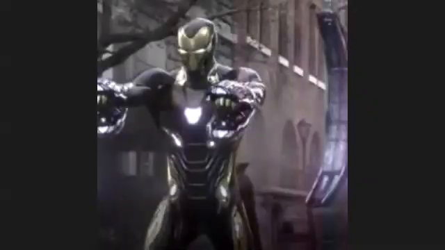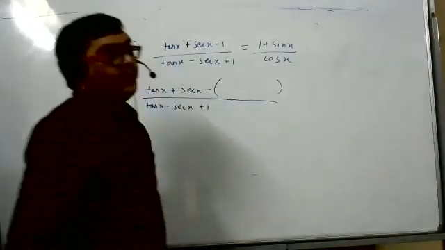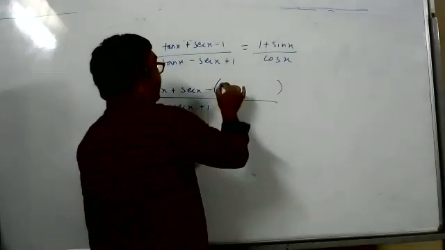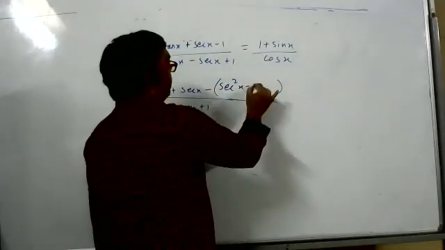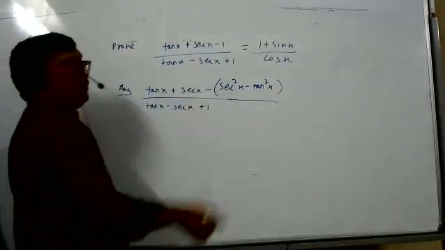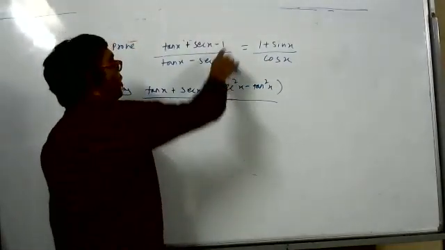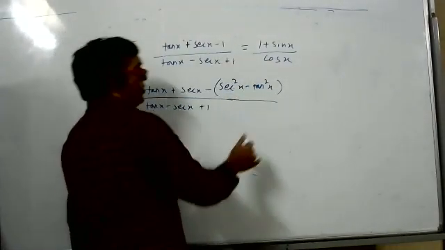There is no straightforward method to do proof sums. We have to do by hit and trial. One method is working, do by that method. That method is not working, do by some other method. So one is secant, because 1 plus tan square x is equal to secant square x. So we can write 1 as secant square x minus tan square x.